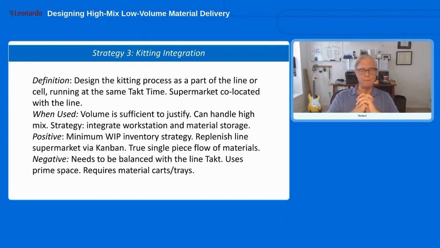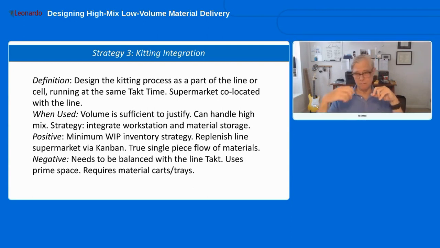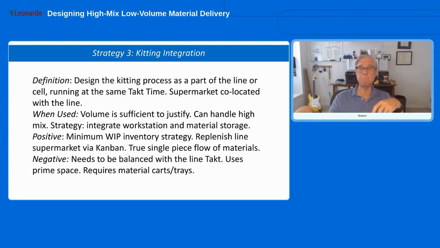So advantages and disadvantages of this. Well, it's going to be definitely a minimum WIP inventory strategy because you're going to be kitting and feeding the line at that same rate. So whatever material you have in the supermarket, you're going to have that, but the material in the line is going to be minimal, right, compared to those other strategies that we talked about. So this is really truly achieving our lean goal of one-by-one production or single-piece flow.